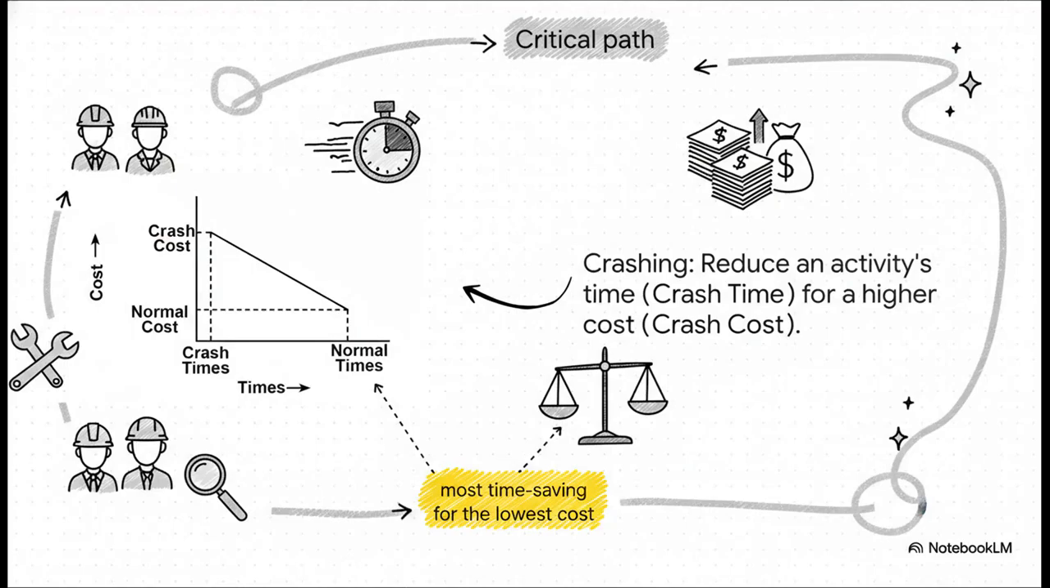It's time versus money. You throw more resources at a problem. Maybe you pay for overtime or hire more people to make an activity go faster. But it's always going to cost you more. The secret is you only crash the activities on the critical path, and you start with the one that gives you the most bang for your buck. That's how you make smart calls when the pressure is on.